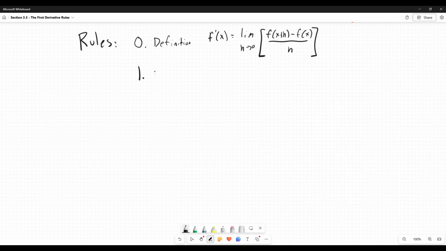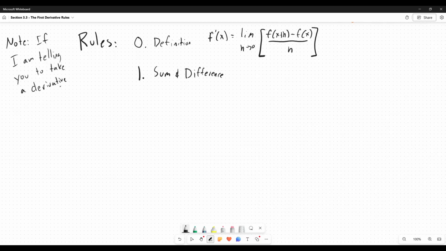Okay, our first rule is what we call the sum and difference. Okay? Now, one more aside note. If I am telling you to take a derivative, what is the notation? You know, we use plus to imply adding. We use subtracting or a minus sign to imply subtraction. We have multiplication, division, really more of a fraction. The question is, what does it look like? So, we're going to come back to these rules, I promise.